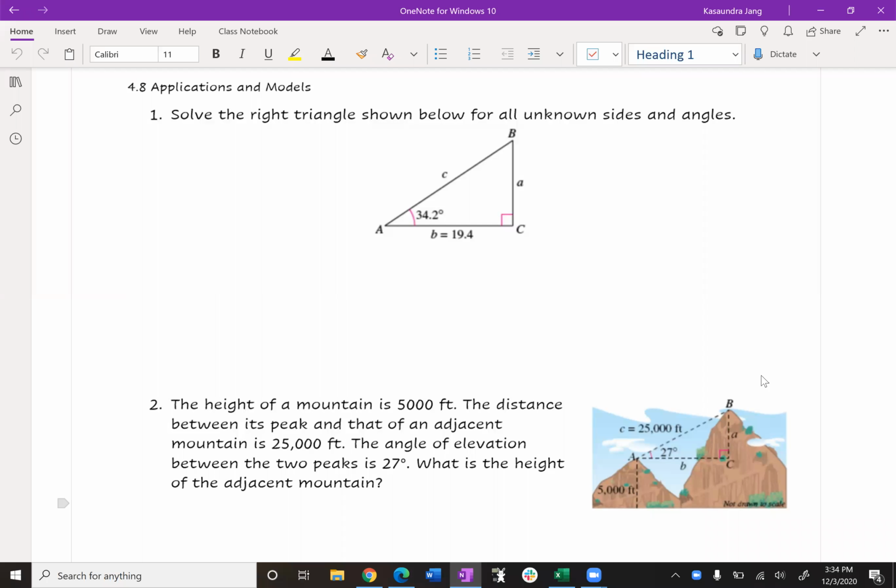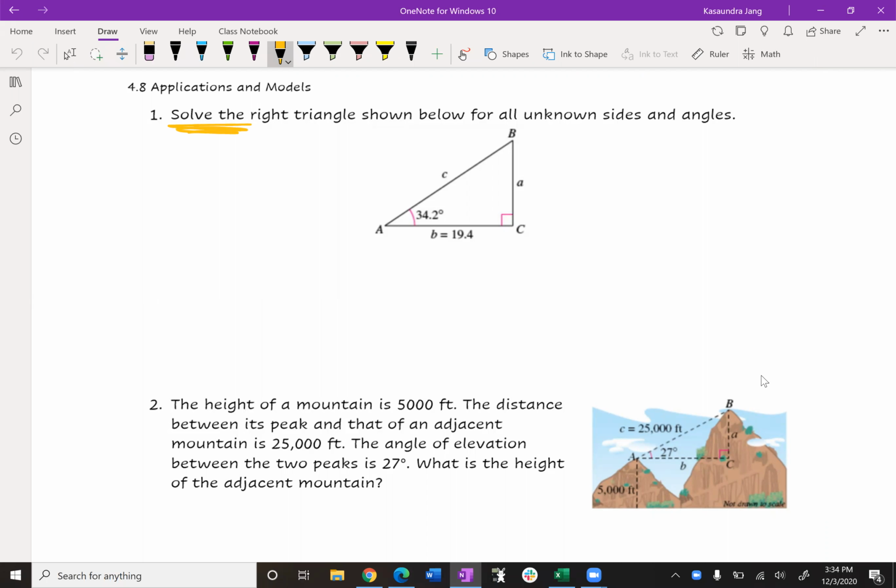Hey everyone, we're going to look at these 4.8 notes. We're going to do the first half and then we'll do the rest in class. So we're going to start out by solving the right triangle. If you're going to solve a triangle, you've got to find all three angles and all three sides.